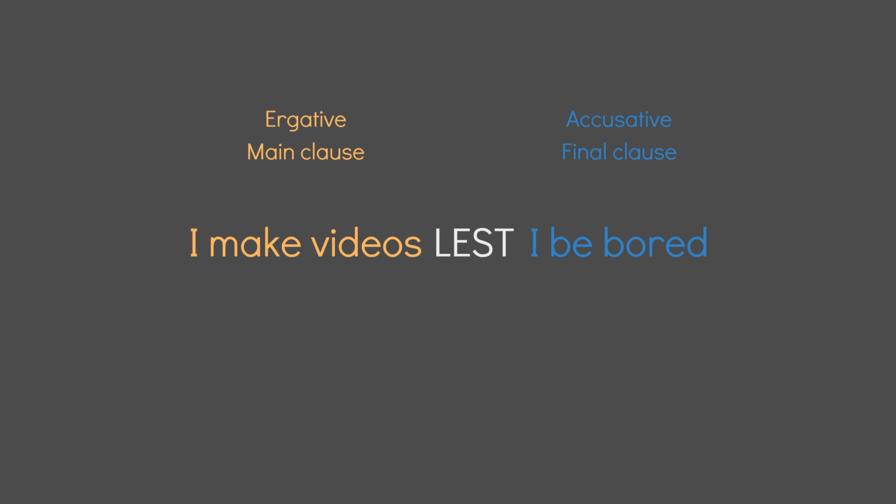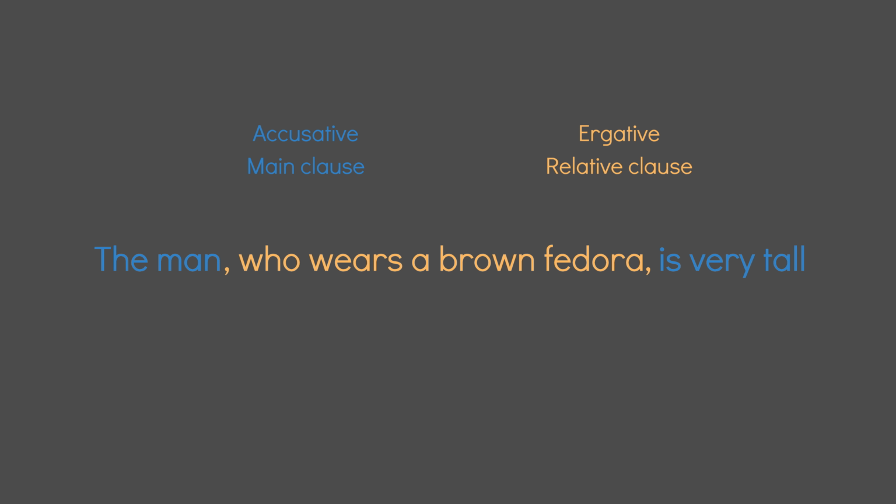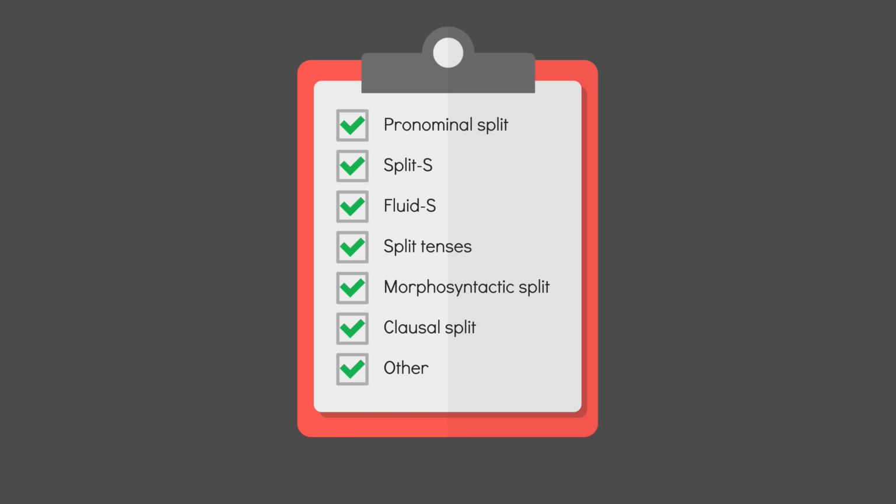We also see examples of main clauses being treated accusatively and relative clauses being treated ergatively. Relative clauses in English tend to follow who, whom, or which, or are those bits of a sentence in between two commas. The man who wears the brown fedora is very tall. Potentially accusative, potentially ergative. And there is probably a whole bunch more options out there, but hopefully I've given you some food for thought when it comes to morphosyntactic alignment.